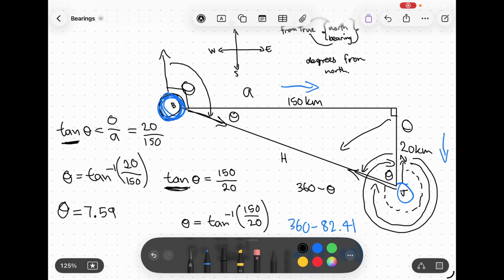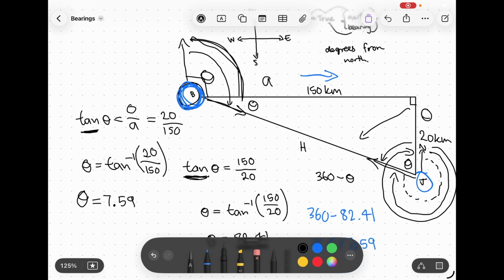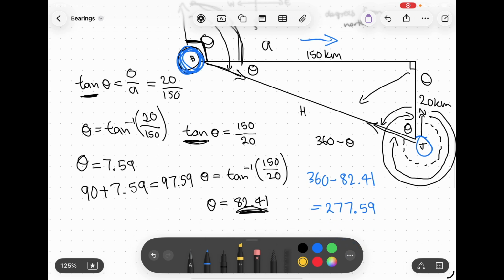Now, we need to find this whole angle in there. So how are we going to do that? We are going to go 90, because we have this right angle, plus 7.59, which is equal to 97.59. There is that answer there. There is our first answer.